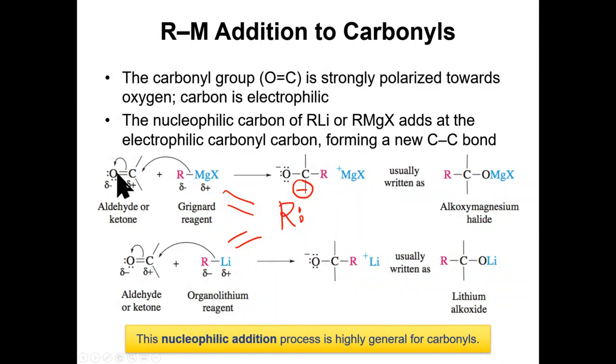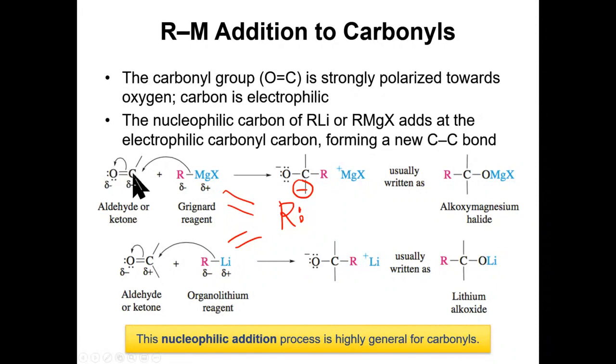Four shared electrons are highly polarized toward oxygen, because after all, oxygen's electronegativity is 3.5, carbon is 2.5. So the two pairs of electrons are highly polarized toward oxygen. That makes the carbonyl carbon highly electrophilic. So the carbonyl carbon can easily react with a nucleophile.